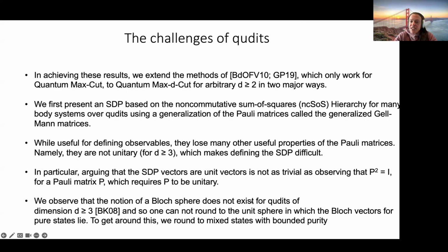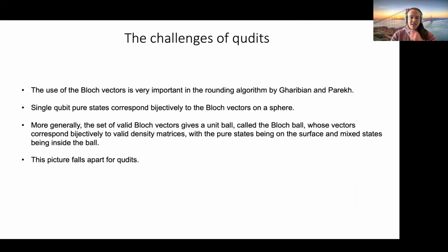The notion of Bloch sphere does not exist for qudits when d is bigger than or equal to 3. So we cannot just round to the unit sphere for the Bloch vectors of pure states. We need to do something else. We cannot just get the vectors of the SDP and say, okay, those are pure state vectors that correspond to product state solutions. And so this was one of the main challenges we had to overcome.